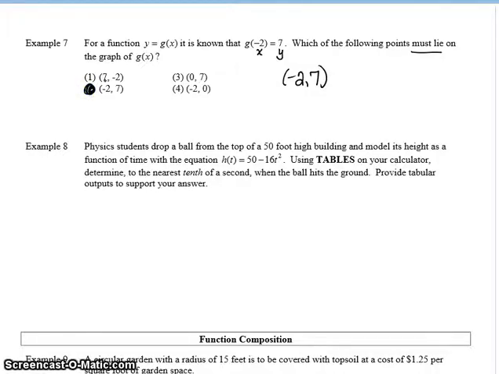Number 8. Physics students drop a ball from the top of a 50-foot building and model its height as a function of time, where the equation is h of t equals 50 minus 16t squared. Using tables on your calculator, determine to the nearest tenth of a second when the ball hits the ground. Provide tabular outputs to support your answer.